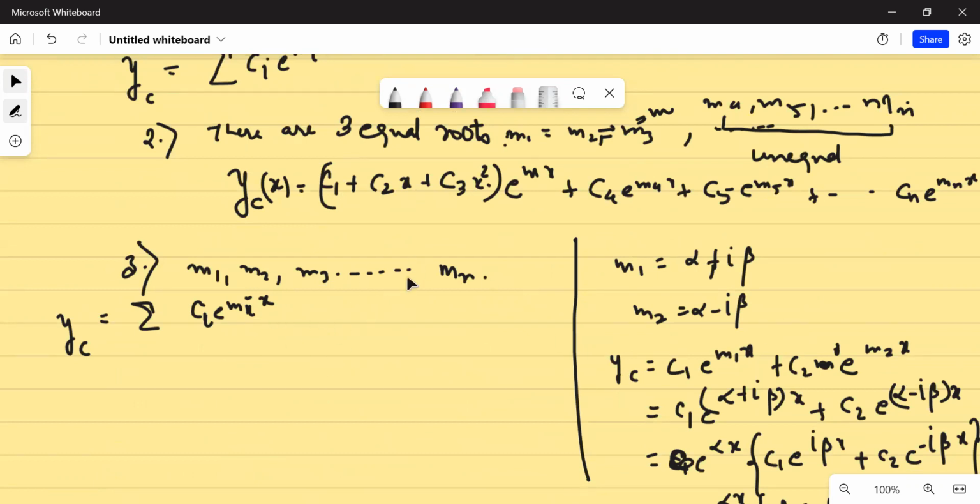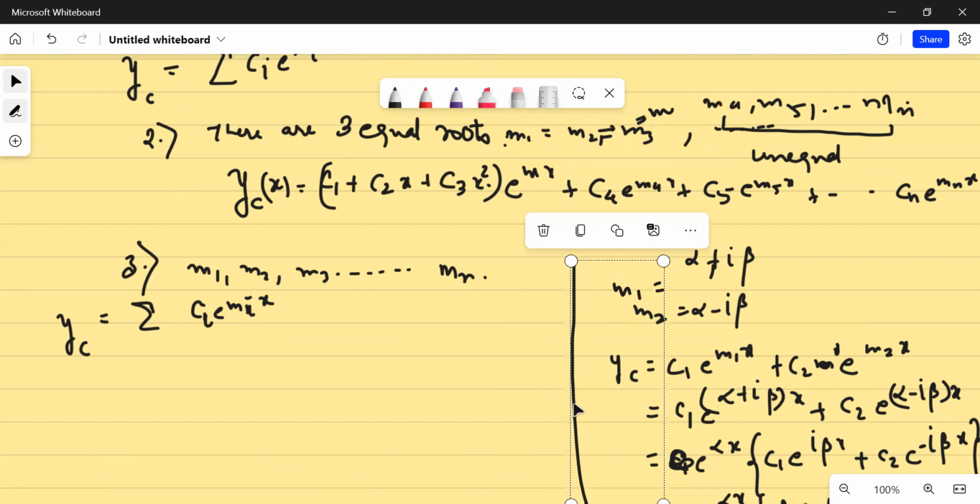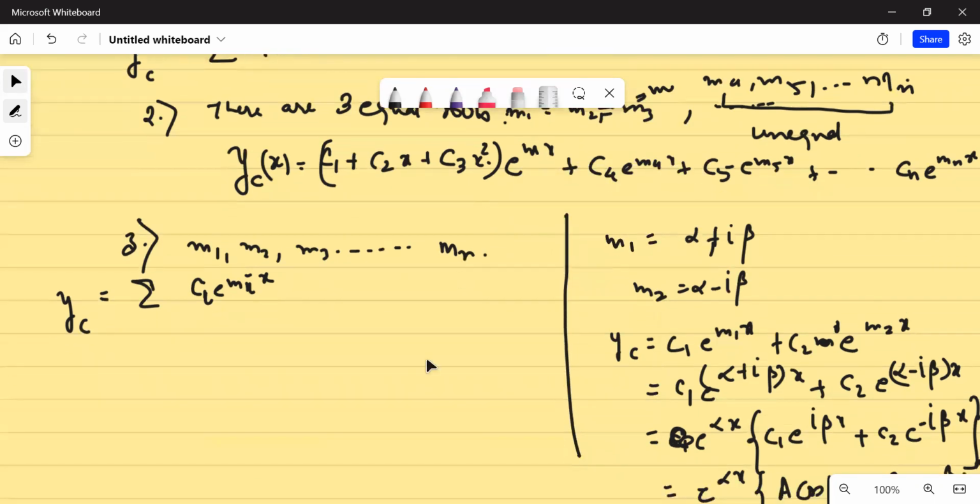And similarly, if there are n roots, you can write in this fashion, and then you can use all these strategies to lower it down to some easier expression. That is up to you. Is that clear till now? I don't think there is an issue till now.